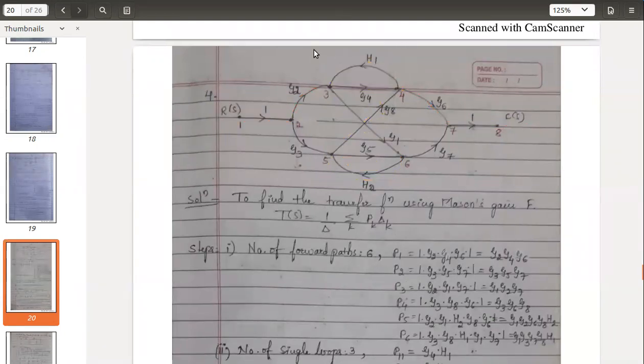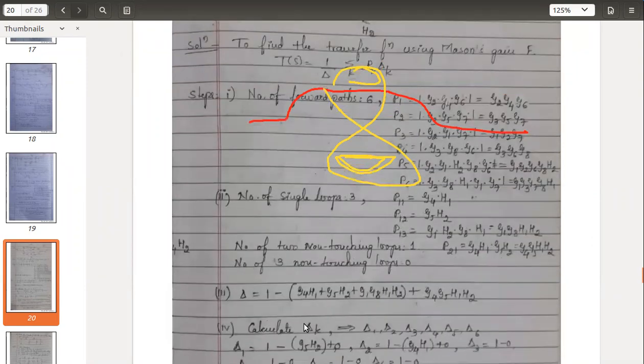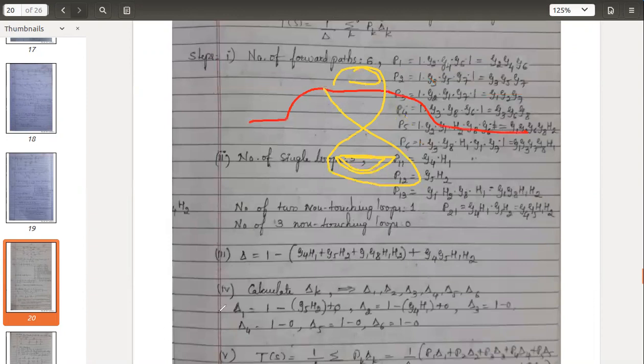So for forward path 1, which 2 are not touching? This is your forward path, this is your loop, this is also a loop, these 2 loops are touching. Only this third loop is not touching. So consider this, that is G5H2. Take the product G5H2. So take that. It will be delta 1: 1 minus this plus, you don't have any 2 non-touching loops.